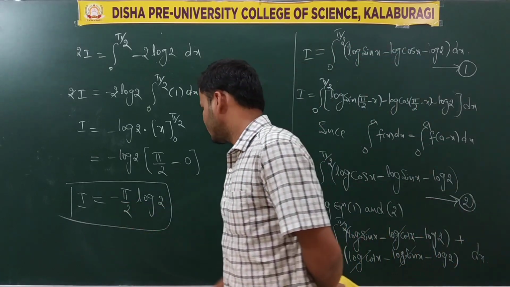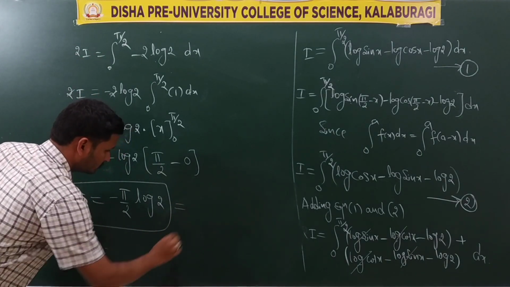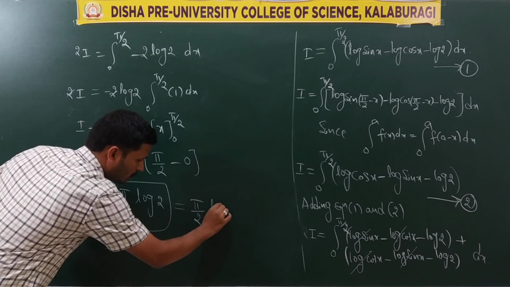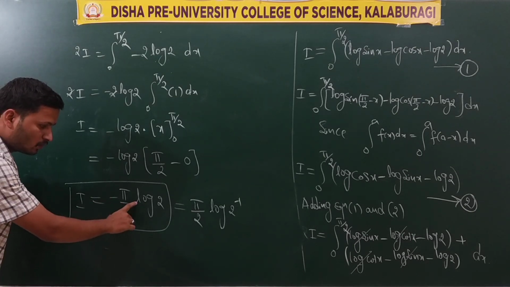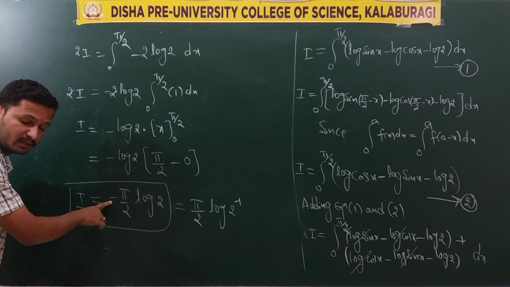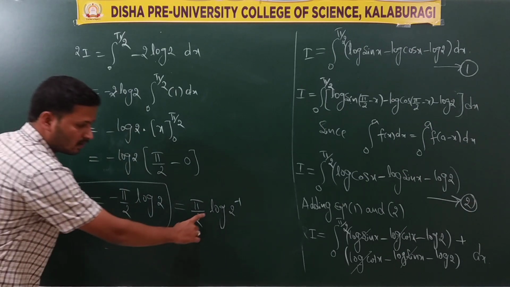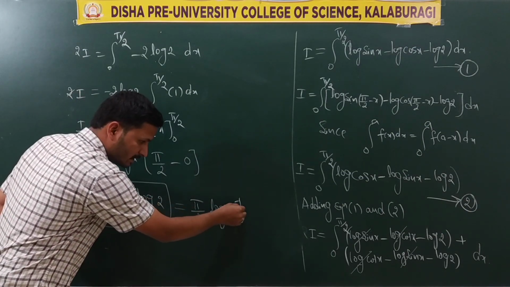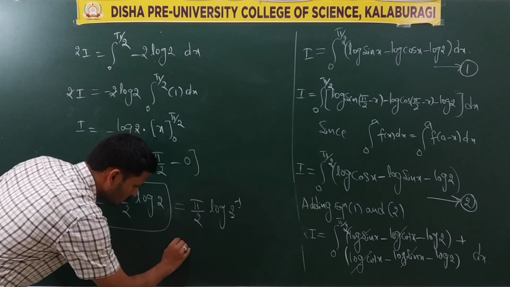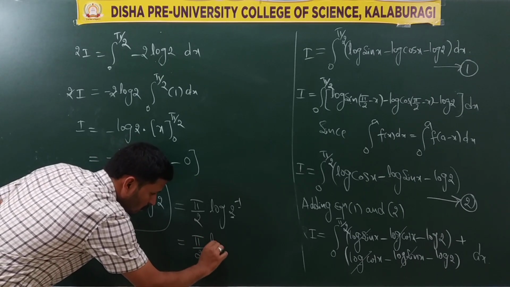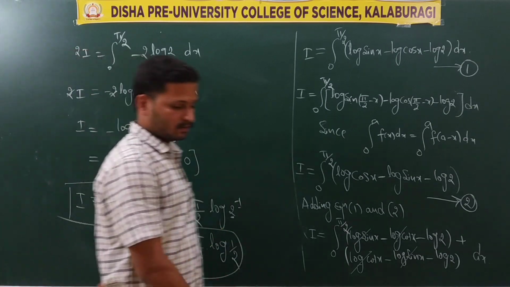Or here the minus sign is there, so this minus can be written as pi by 2 log of 2 to the power minus 1, because of the logarithm property n into log m. Here n is minus 1, and m is 2, so n into log m can be written as log of m to the power n. Here n is minus 1, m is 2, so 2 to the power minus 1 is 1 by 2. So this is equals to pi by 2 into log of 1 by 2. So this is also the value of the integral. Okay?